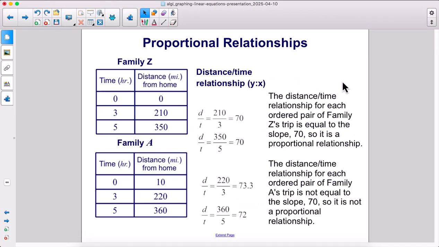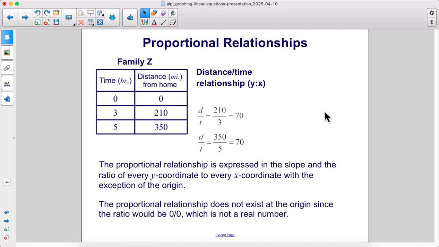The distance over time relationship for each ordered pair of family Z's trip is equal to the slope, 70, so it is a proportional relationship. The distance over time relationship for each ordered pair of family A's trip is not equal to the slope, 70. So it's not a proportional relationship. The proportional relationship is expressed in the slope and the ratio of every y-coordinate to every x-coordinate, with the exception of the origin. The proportional relationship does not exist at the origin since the ratio would be 0 over 0, which is not a real number.